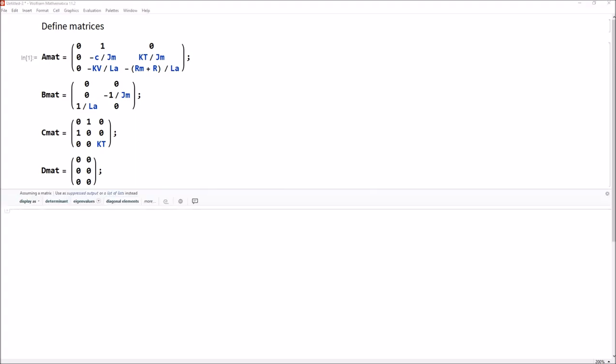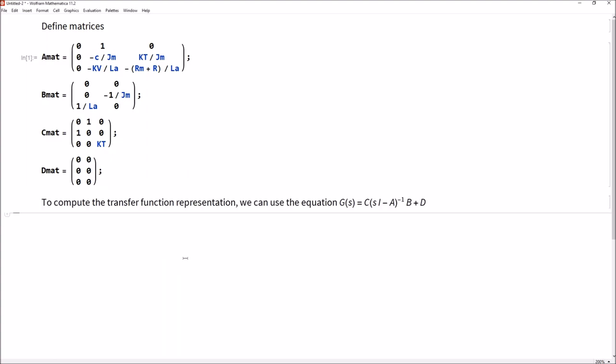Okay, so now that we've got those defined, what we can do is just go ahead and use the equation that we talked about earlier, right? C (sI minus A) inverse B plus D. So let's do that right now. I'm gonna make a G of S, like that. This is gonna be C dot inverse of the quantity S times, okay, identity matrix.